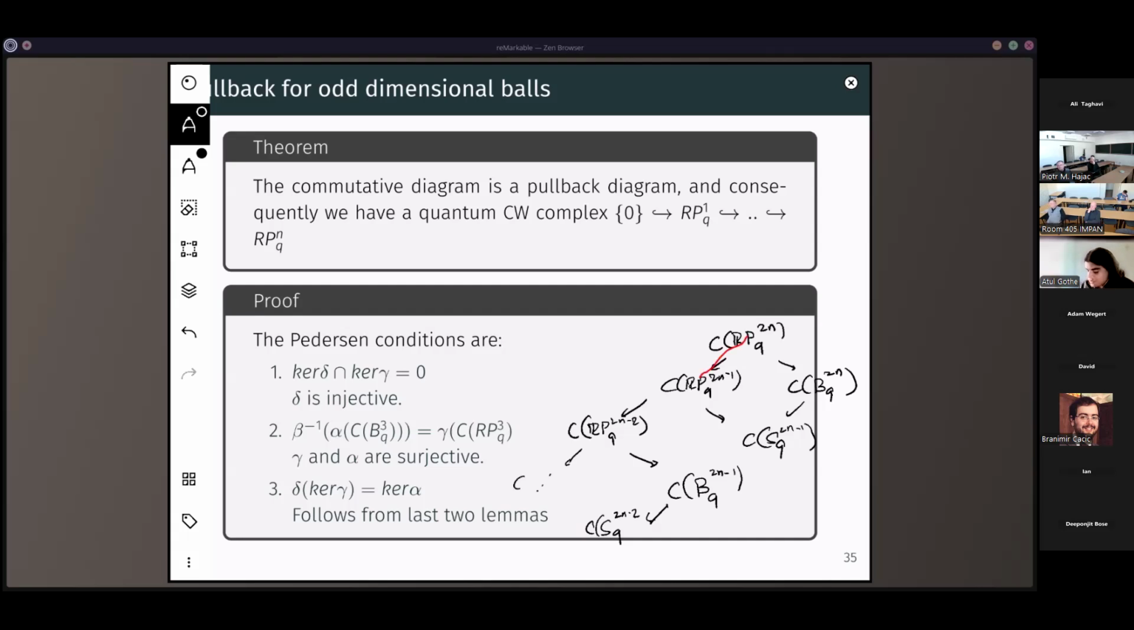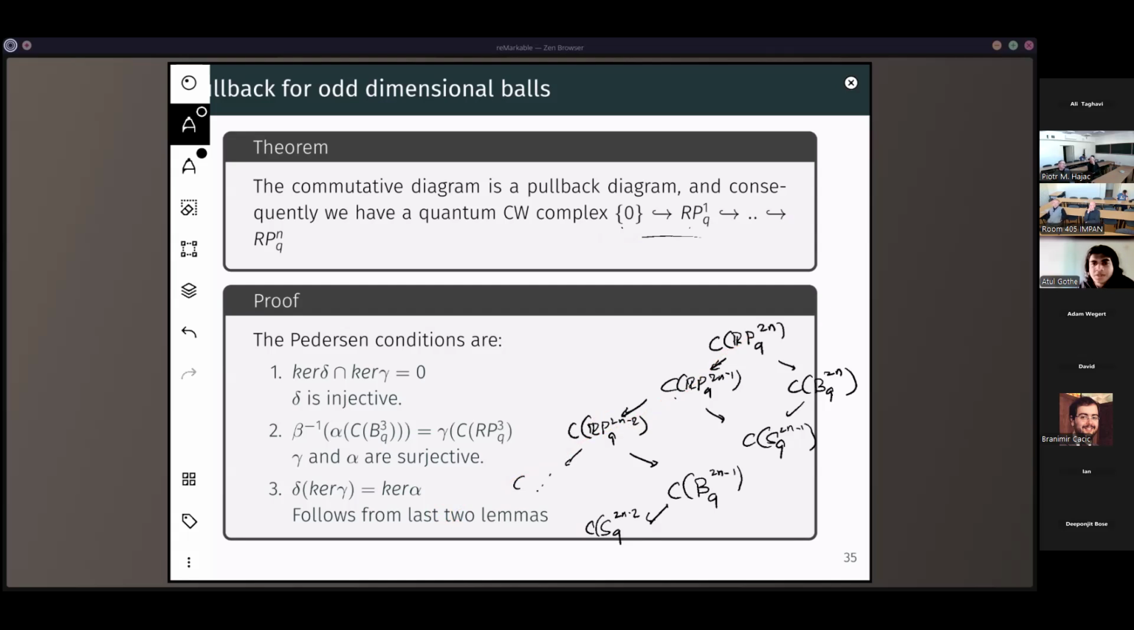So for any real projective space, we have this particular sequence of C-star algebras which surjectively map from the higher dimension one to a lower dimension one. So what we have in fact is just a filtration, that is 0, RPQ1, and so on and so forth, RPQN for any n-dimensional quantum real projective space.